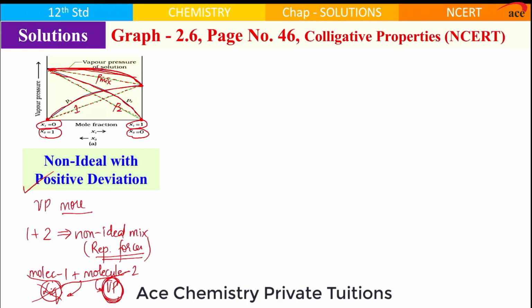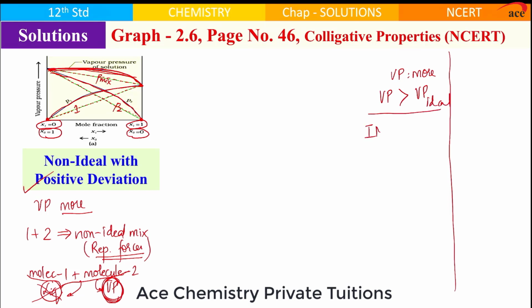That means their vapor pressure will be more. If their vapor pressure is more, that means it is more than expected of ideal condition. Again, this also tells you intermolecular forces are weak. Forming vapors is easy. If forming vapors is easy, what about boiling? Boiling is also easy. That means they have low boiling point.